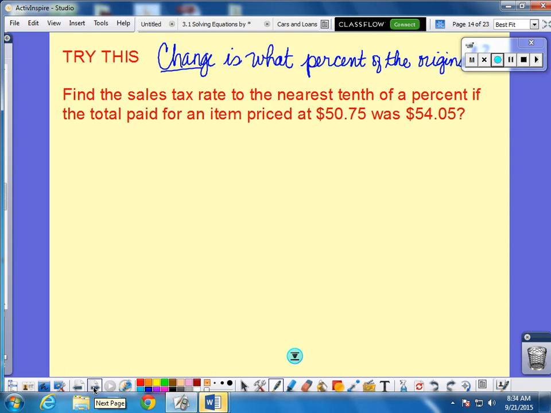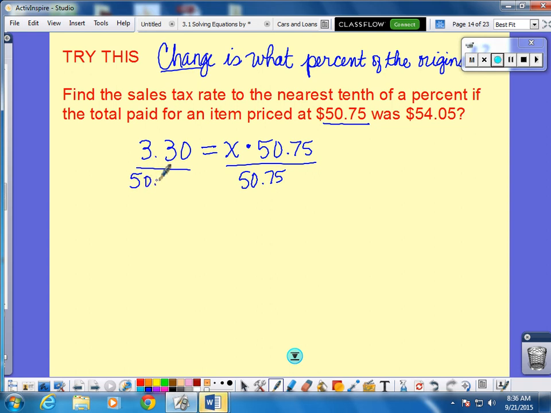Alright, change is what percent of the original. Find the sales tax rate to the nearest tenth percent if the total paid for an item priced at $50.75 was $54.05. Let you work that one out. Change is what percent of the original. Okay, what is the change? The original price was the price before tax, and we divide both sides by that amount. What's the sales tax rate to the nearest tenth of a percent?